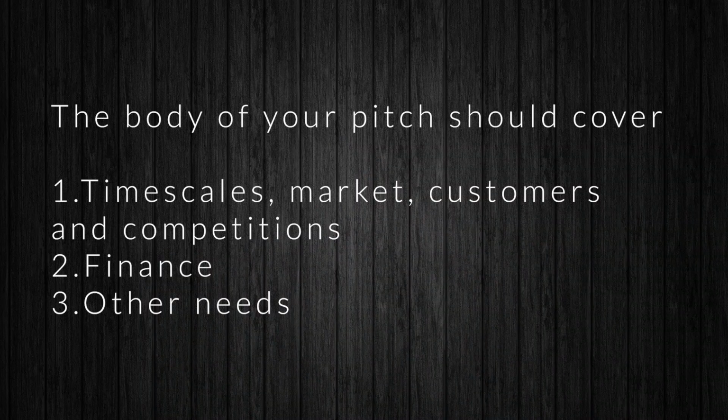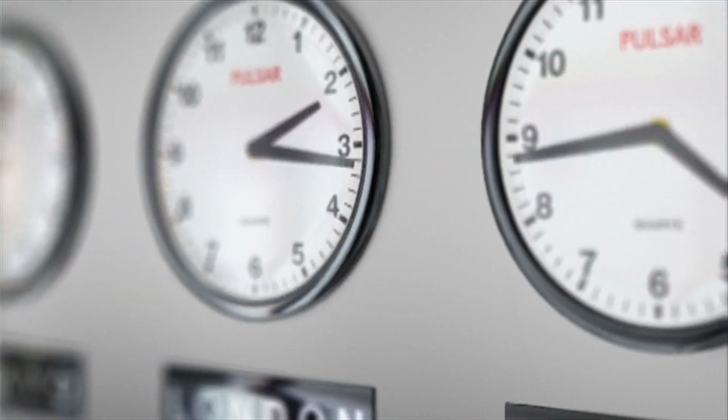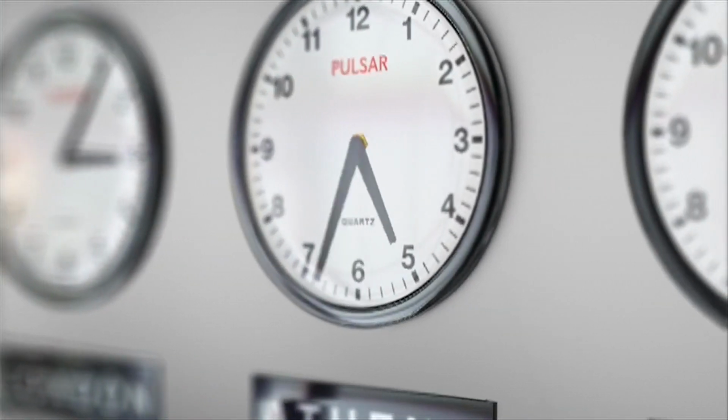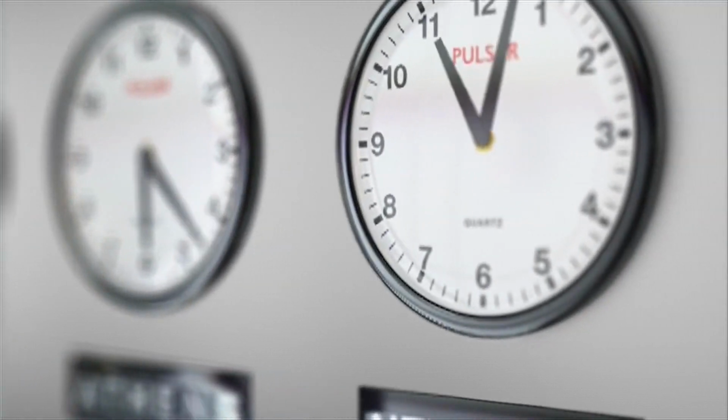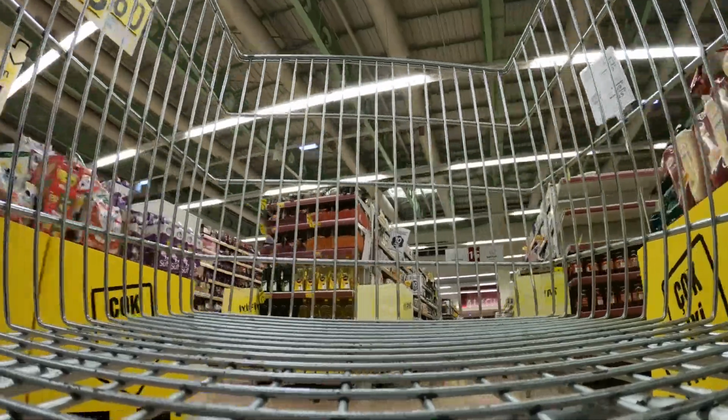The main body of your pitch should cover timescale, market, customers, and competition. It will show finance and other needs. So let's talk about the timescale and all that stuff, right? So timescale, market, customer, and competition. So at this point, you want to bring out the timeline of how things are going to happen and, if appropriate, the exit strategy.